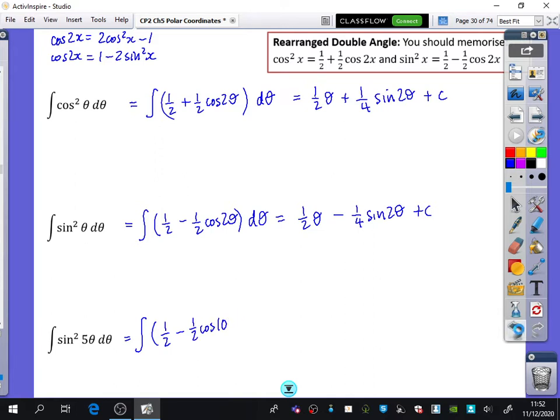10 theta. You've got to make sure you're doubling the angle. It's a rearranged double angle formula. Don't be that person who just replaces it with the same argument as before. And that's d theta. So again, you get a half theta. And the next bit? 1 over 20 sine 10 theta plus c.